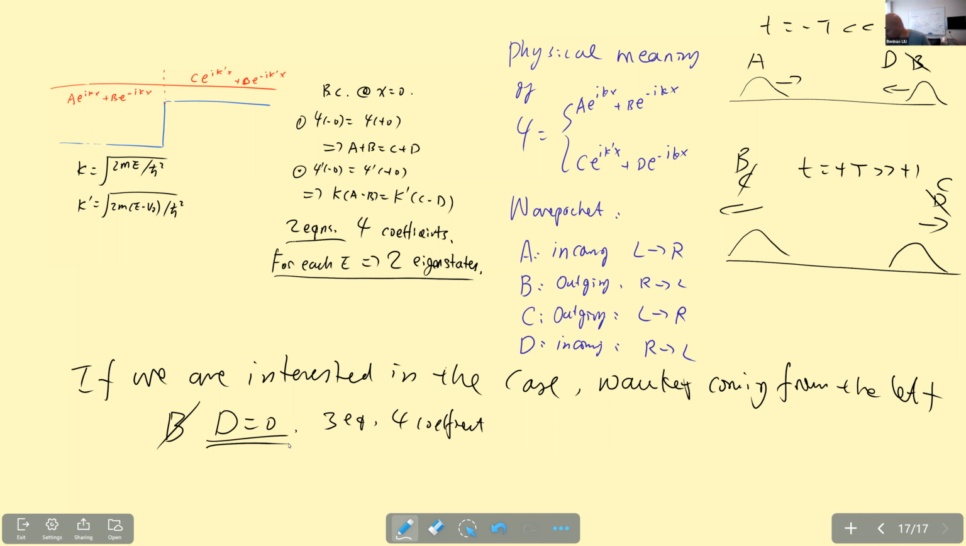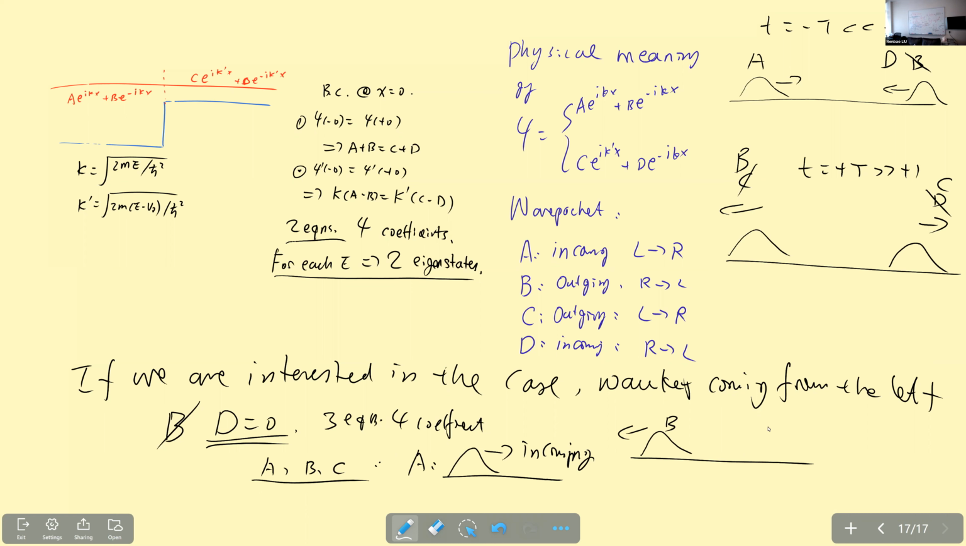And so you still have a solution, and they have a solution that is A, B, C to be determined. So now you can see that A is the particle incoming. This is the incoming amplitude. This is B. This is C. So this is refraction, and this is transmission.